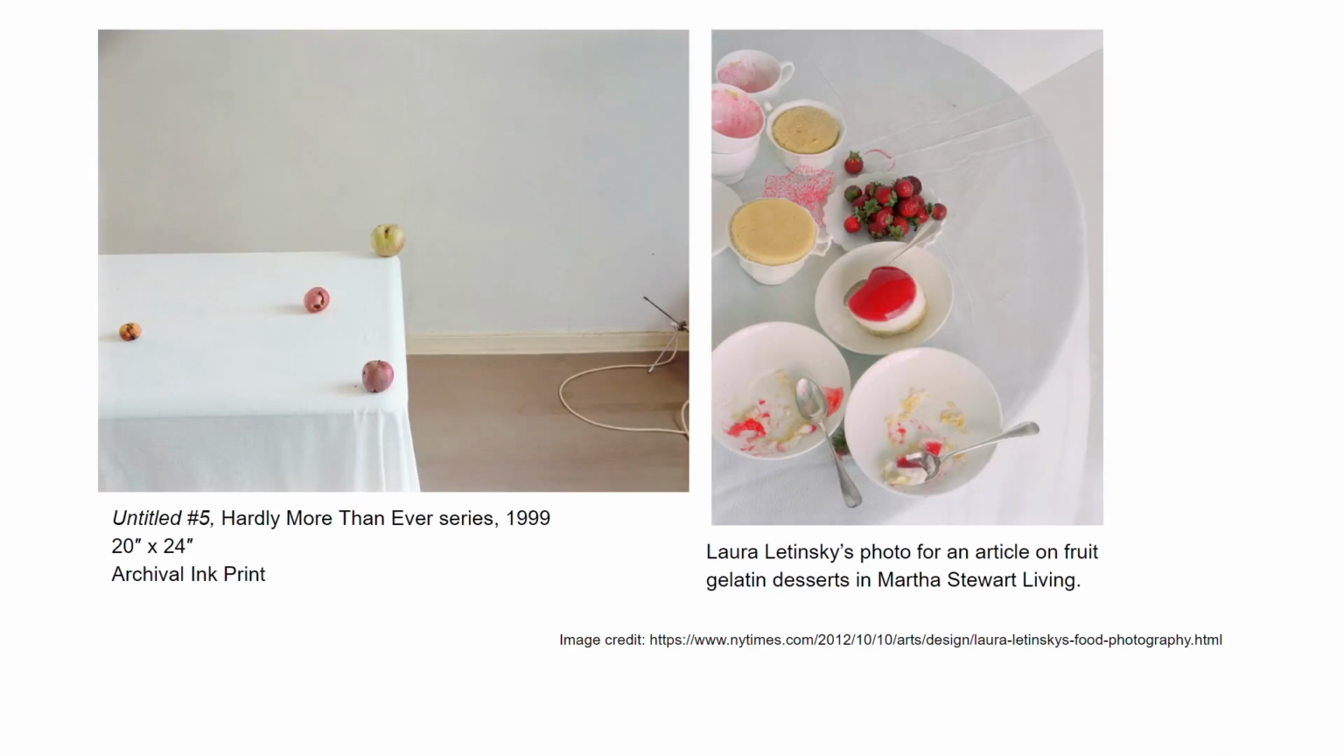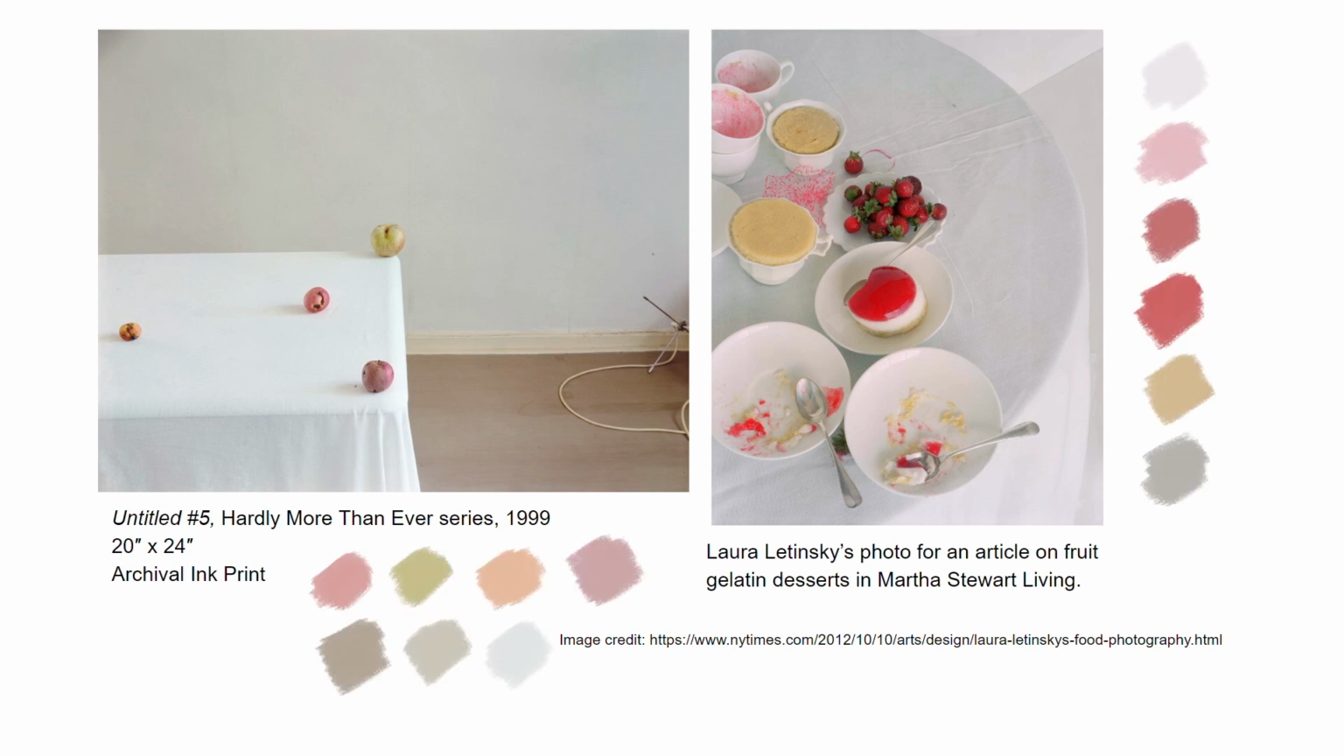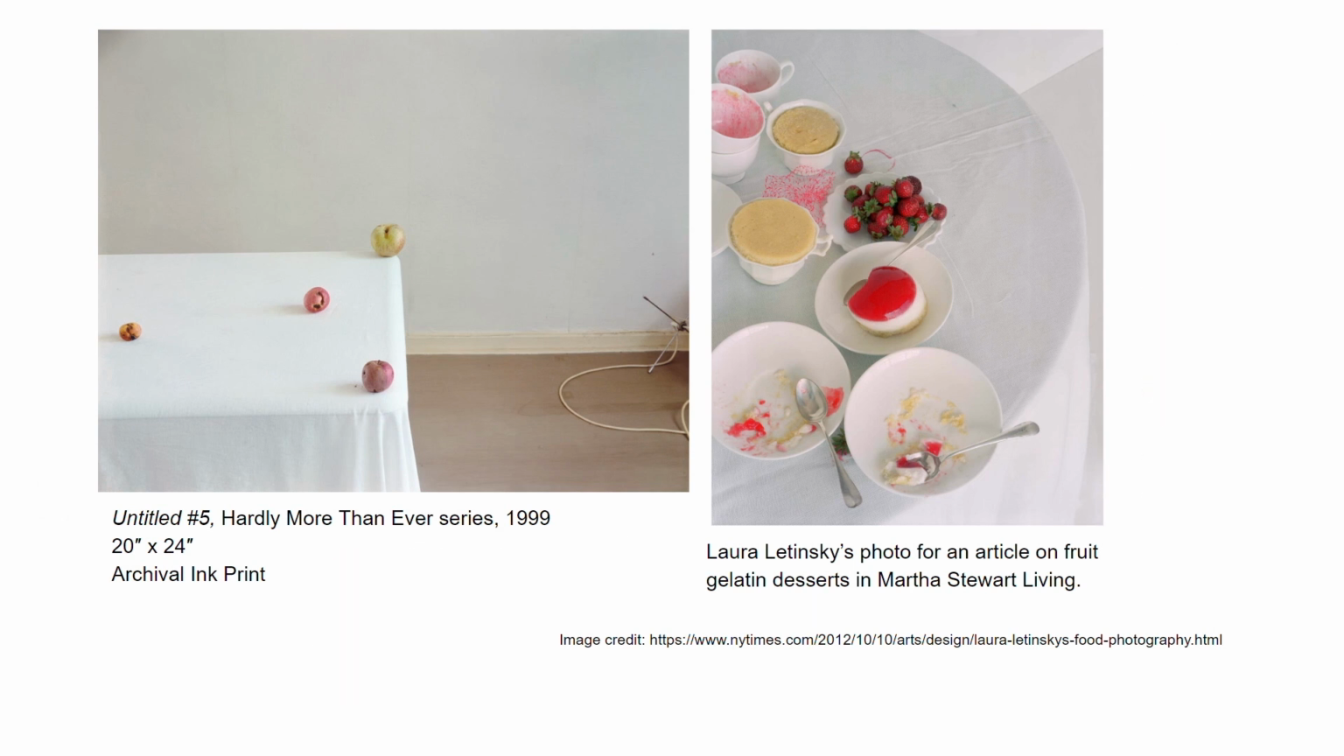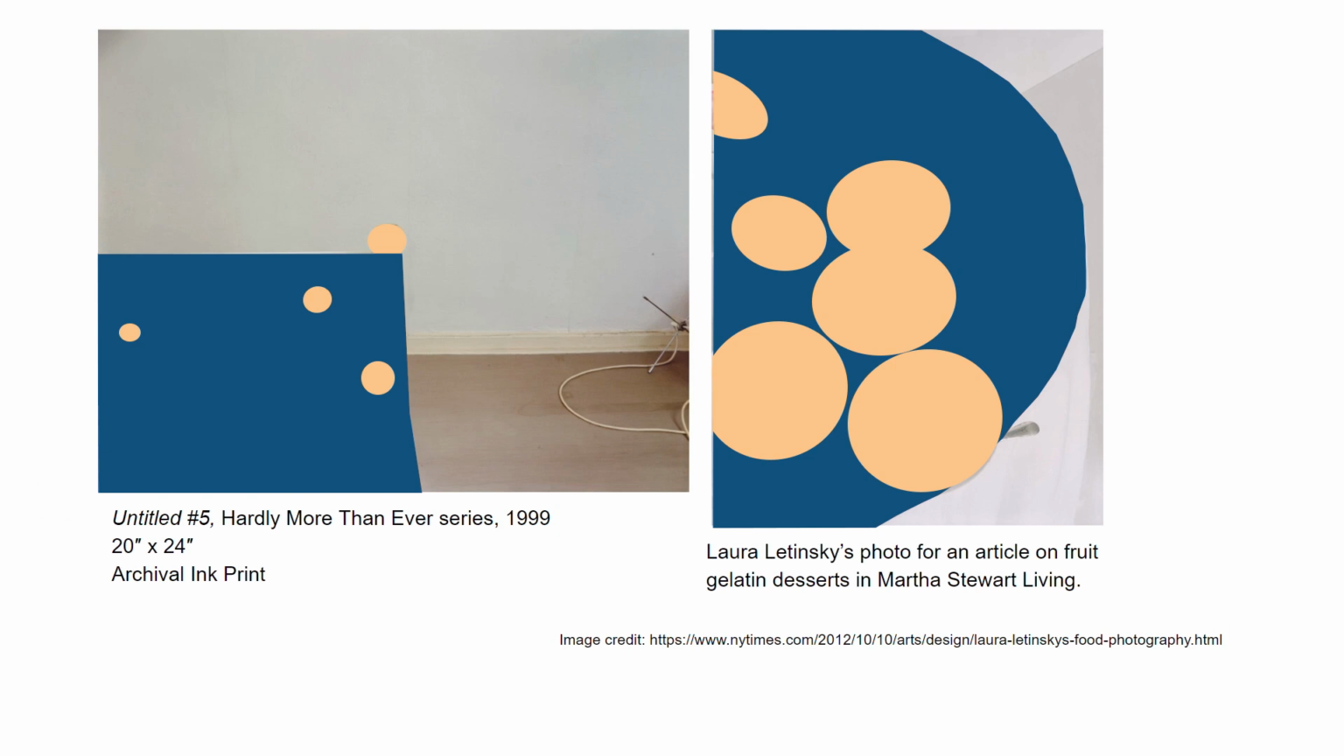Her photographs create a very clean and comfortable environment because of the white space and the pastel colors of the food. She uses simple fruits like apples and arranges them in her still life photography. She also uses shapes such as circles in the plates and the tables in her composition.